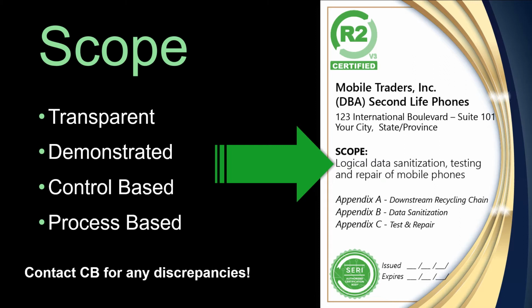As an auditor, verification of the scope begins during the preparation phases and audit planning. It's critical to notify the CB as soon as possible of any discrepancies identified in the scope or assigned appendices. Every R2 process appendix has been allocated specific audit time. A misidentified appendix will most likely require additional audit time.